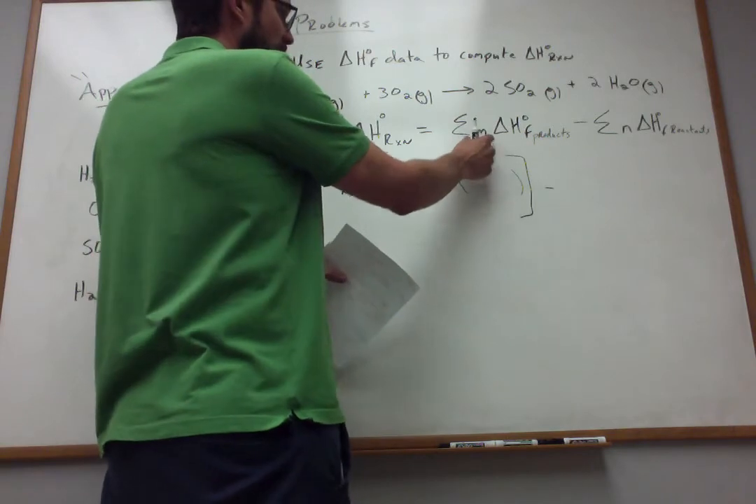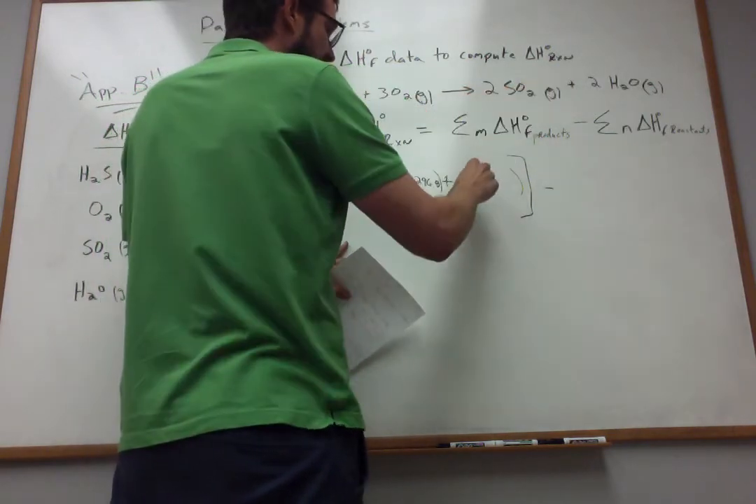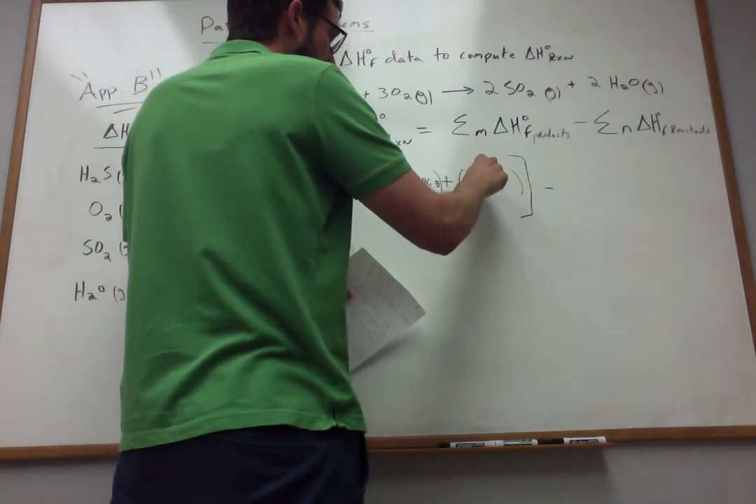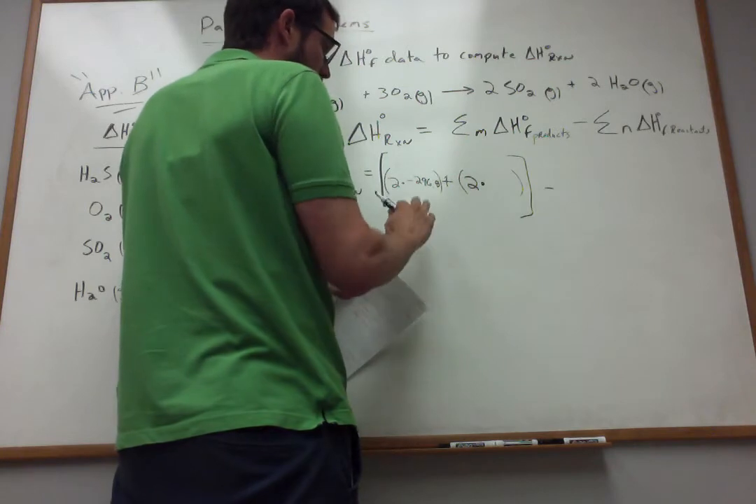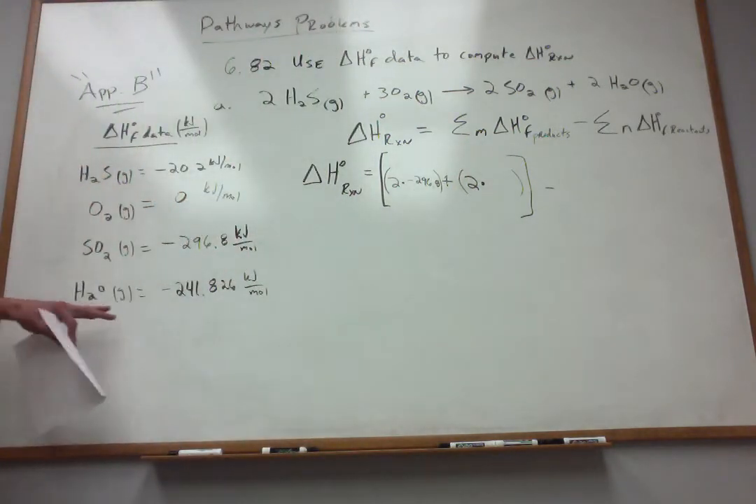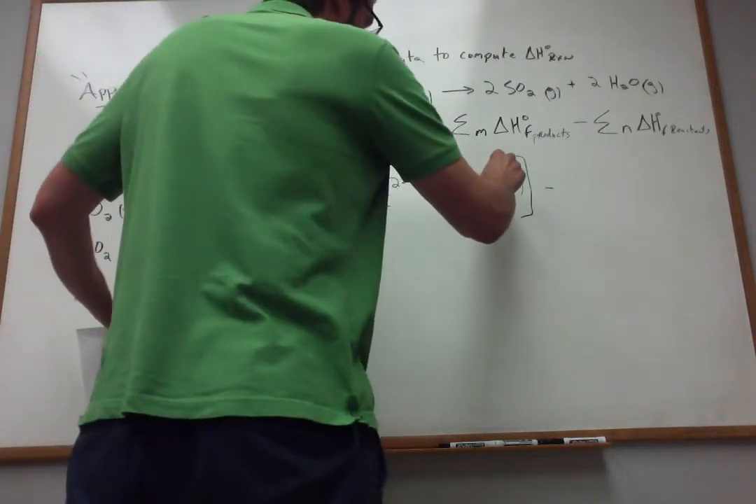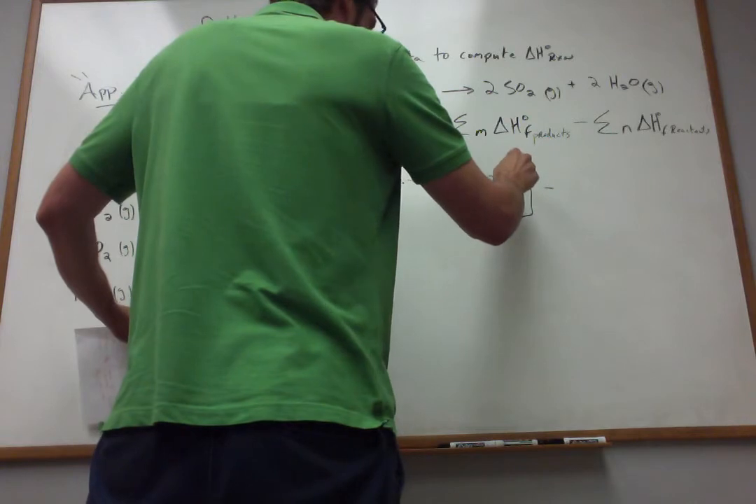Again, what this tells me to do is to add up, or sum, the terms for all the products. I need to add in the term for water. The stoichiometric coefficient, which is the lowercase m, is also a 2 for water. It doesn't have to be, but in this case it is. And I'm going to multiply that by this negative 241.826.